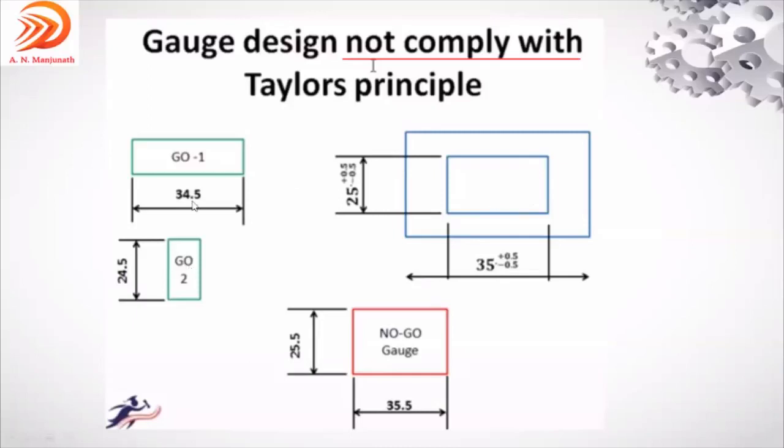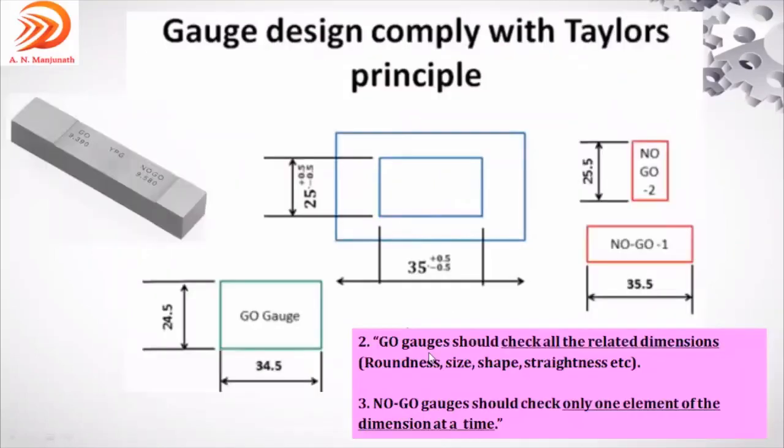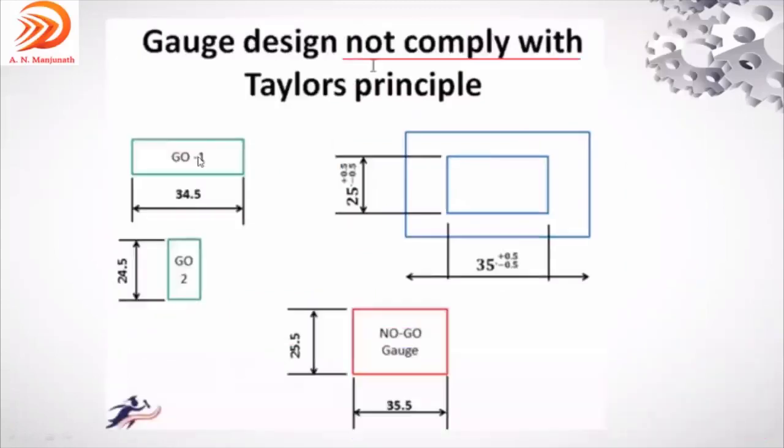If you take this go gauge 2, you can check only this dimension, the height of it, 24.5. You can't check this one, 35. As per the statement, a go gauge should check all the related dimensions. But here, checking all the related dimensions is not possible using only one; you have to use two. So it is not complying. It is wrong. This design does not comply with the Taylor principle.